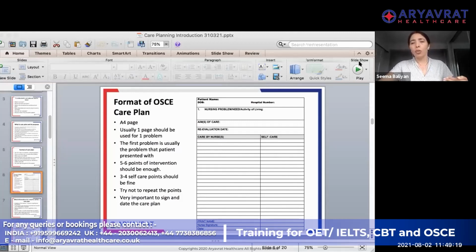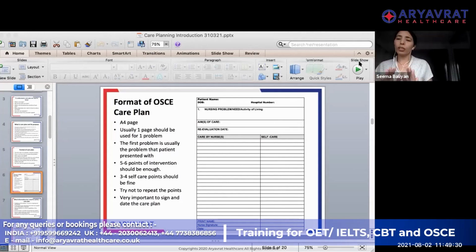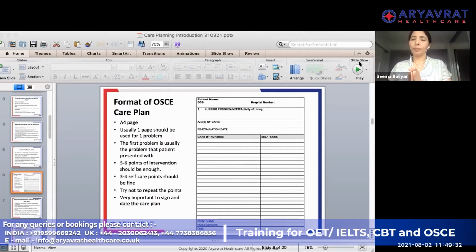So in any in-hospital scenario, like if you are writing for NEWS or GCS, if you are writing the care plan, make sure that whatever problem is there should get resolved within the first 24 hours.